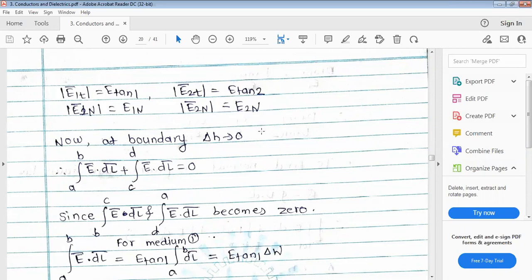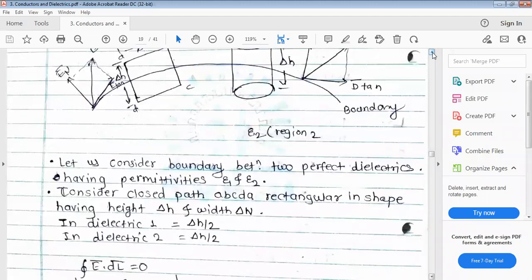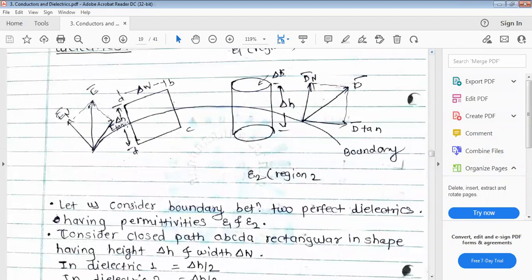Now at the boundary, this delta H tends to 0. Right, this delta H tends to 0 at the boundary. So when delta H becomes 0, see here, at this boundary, delta H is equal to 0. Total height is delta H, but this delta H becomes 0 at the boundary.